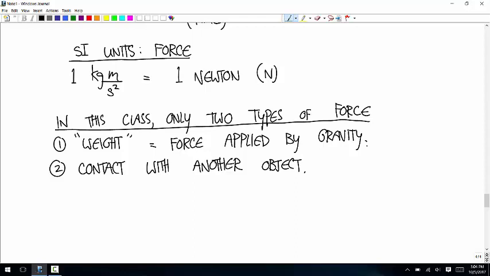There are some other forces that can apply that we're just not going to deal with in this class. Magnetic fields can apply forces, electric fields can apply forces. We're not going to talk about that, but it doesn't really change anything very much.